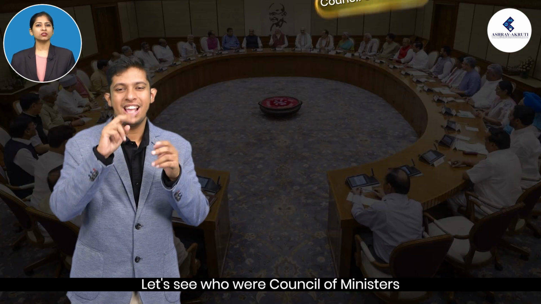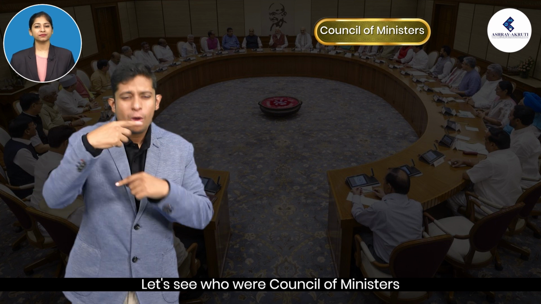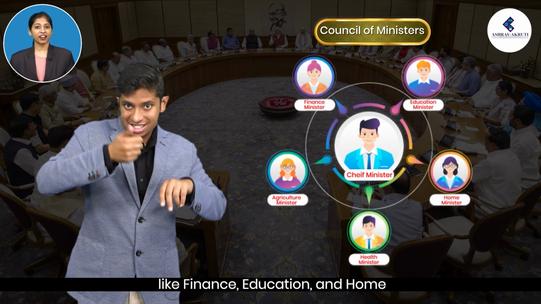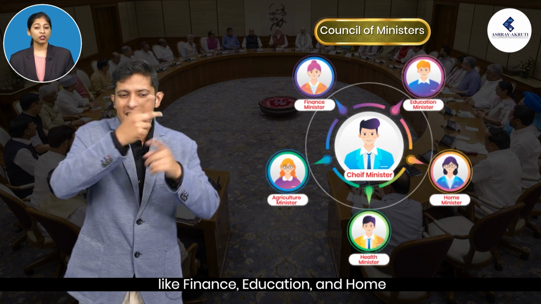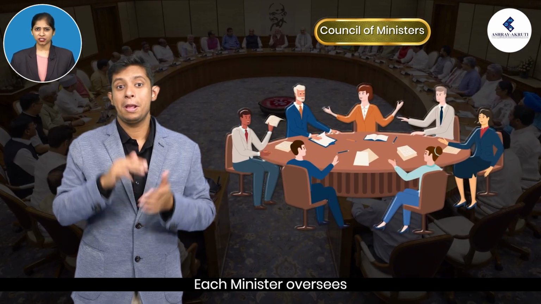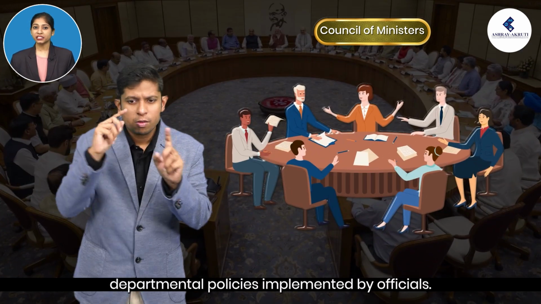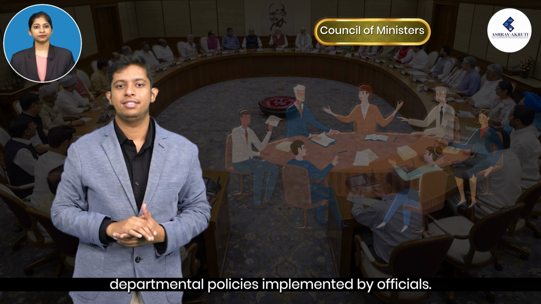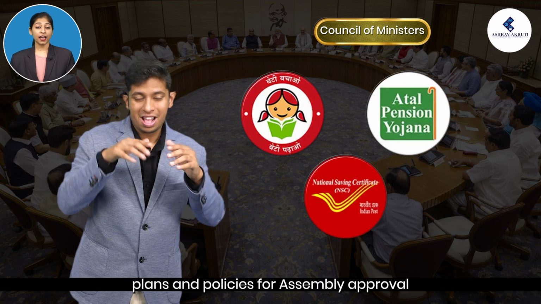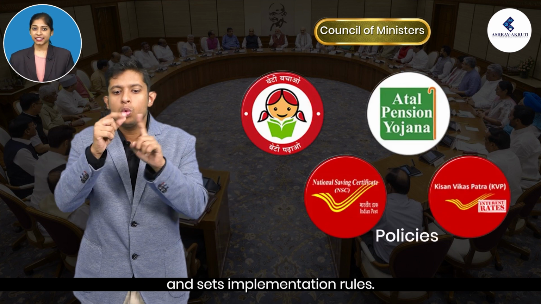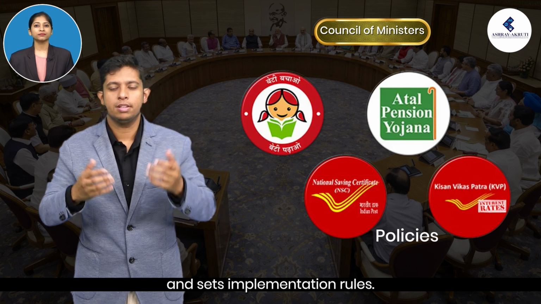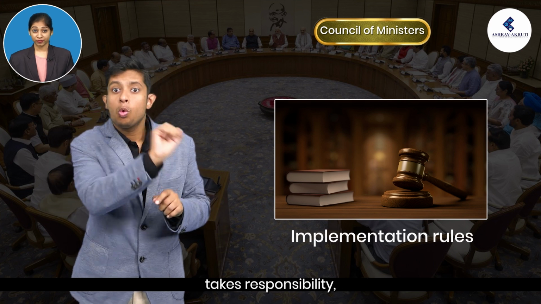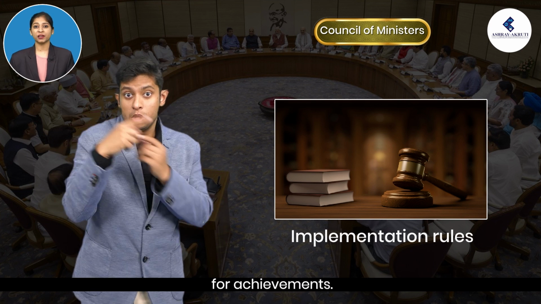Let's see who the Council of Ministers are. The Chief Minister assigns ministries like Finance, Education and Home to cabinet members. Each minister oversees departments and policies implemented by officials. The ministry develops plans and policies for assembly approval and sets implementation rules. The cabinet makes key policy decisions, takes responsibility and receives recognition for achievements.